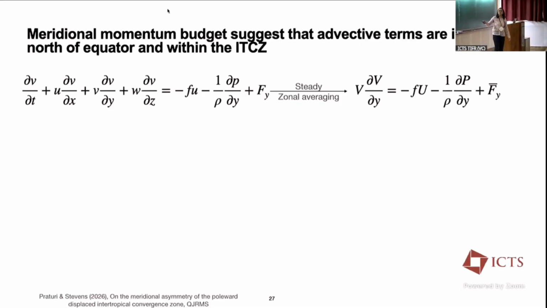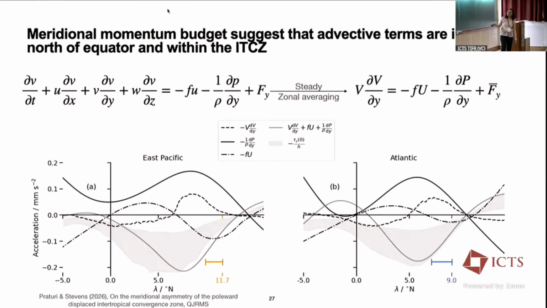So I took the equations that I put in my first slide, and I made some assumptions. I assumed steady state, and I zonally averaged, and I neglected vertical transport. And the equations reduced to this form. And I look at the relative importance of all of the terms. And that's shown here. So the y-axis is each of the terms, and the x-axis is latitude.